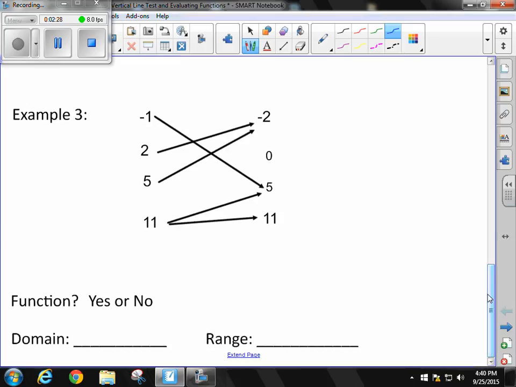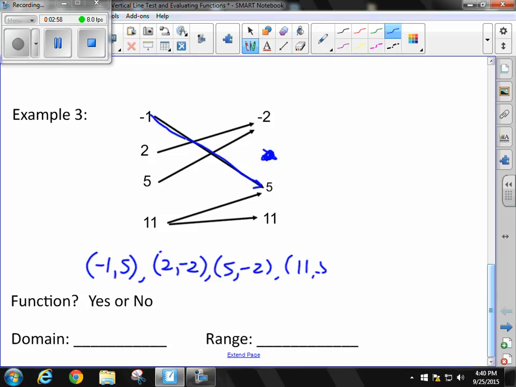This looks a little different, and this one is not used, so let me just mark it out. I didn't realize I had one that wasn't being used there. When I'm listing the ordered pairs, let's see, -1 and 5 go together as an ordered pair. And 2 goes with -2. And 5 also goes with -2. And then 11 goes with 5. And 11 is paired up with 11.